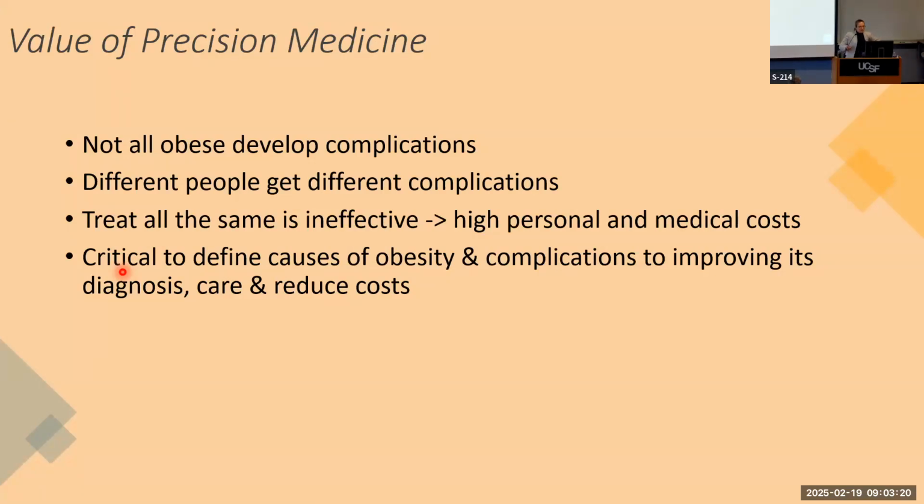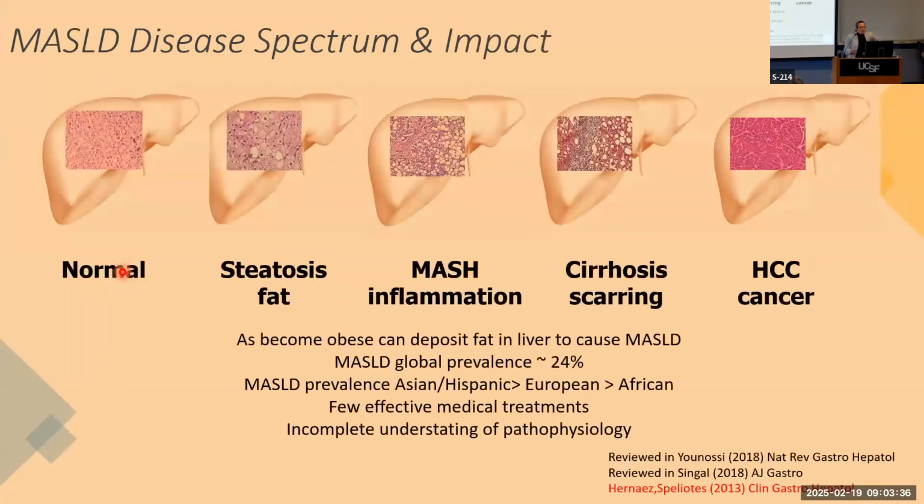And so I think, in my opinion, it's very critical to define the actual causes of obesity and its complications so that we can improve the diagnosis, care, and reduce costs, the way we give iron for iron deficiency anemia and B12 for B12 anemia. And then similarly for MASLD, as people become obese, you can have steatosis that can lead to MASH. This can lead to cirrhosis and HCC. And its global prevalence is about 24%. And its prevalence is actually higher in Asian or Hispanic individuals than Europeans and Africans. And again, we have few medical treatments and an incomplete understanding of its pathophysiology.